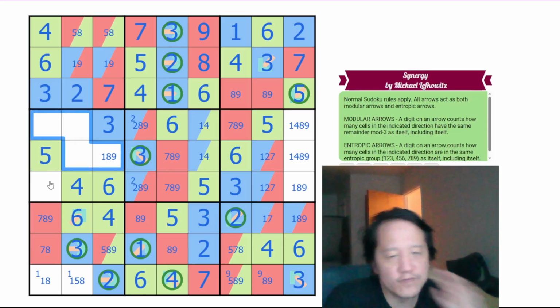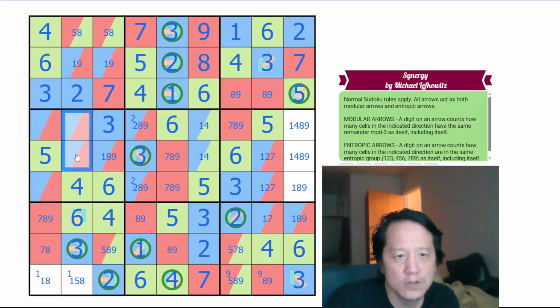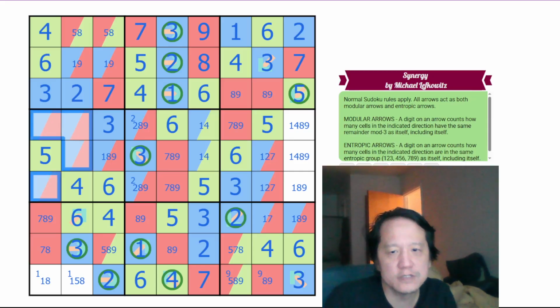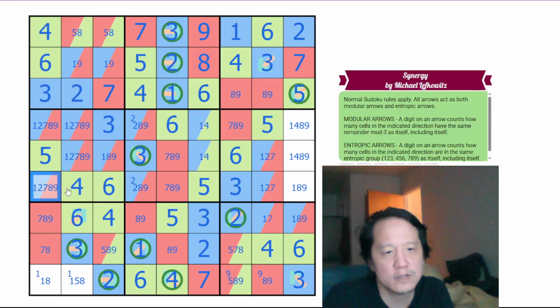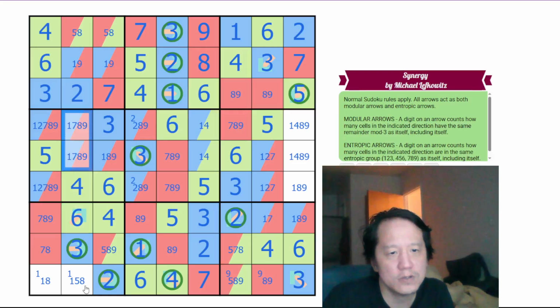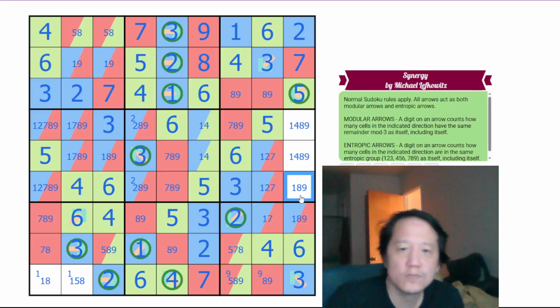Remaining digits of box 4 are low and high. Remaining digits here are 1, 2, 7, 8, 9. So 2 can't be here. Okay. 4 is one of those two.